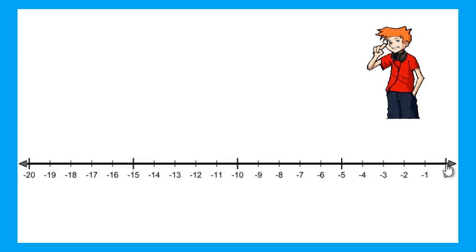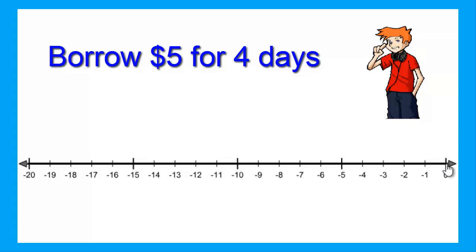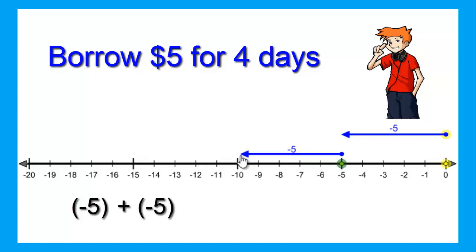You have no money and borrow $5 each day for 4 days. What is your total debt at the end of the 4th day? Since you have no money, you would start at 0 on the number line. On the first day, you borrow $5. This is represented by a move of 5 units to the left. This continues for a total of 4 days.